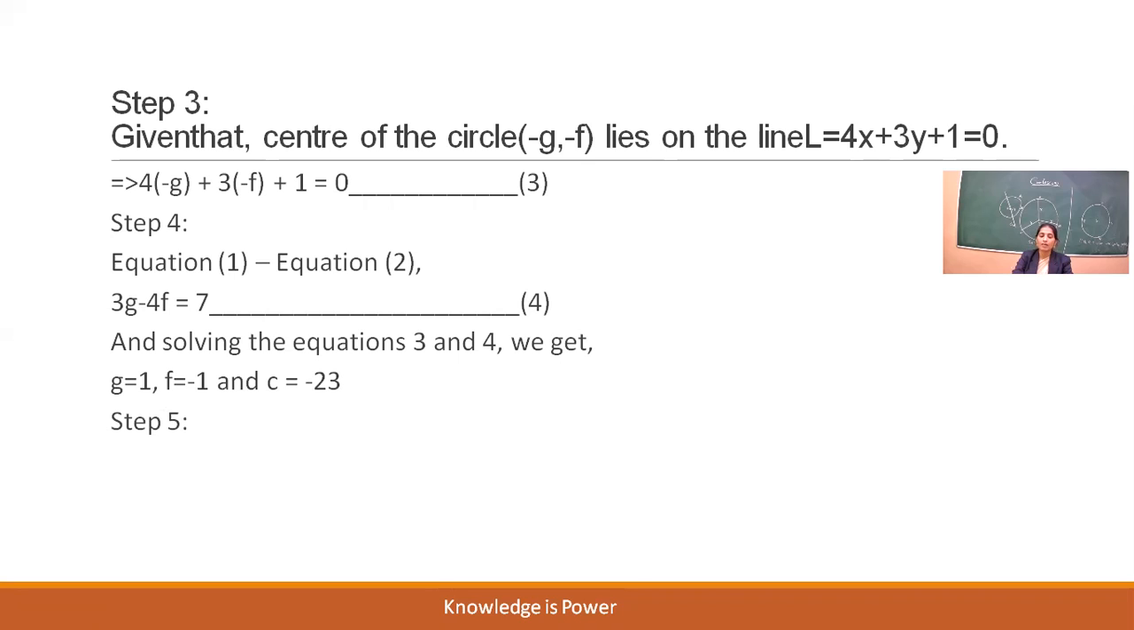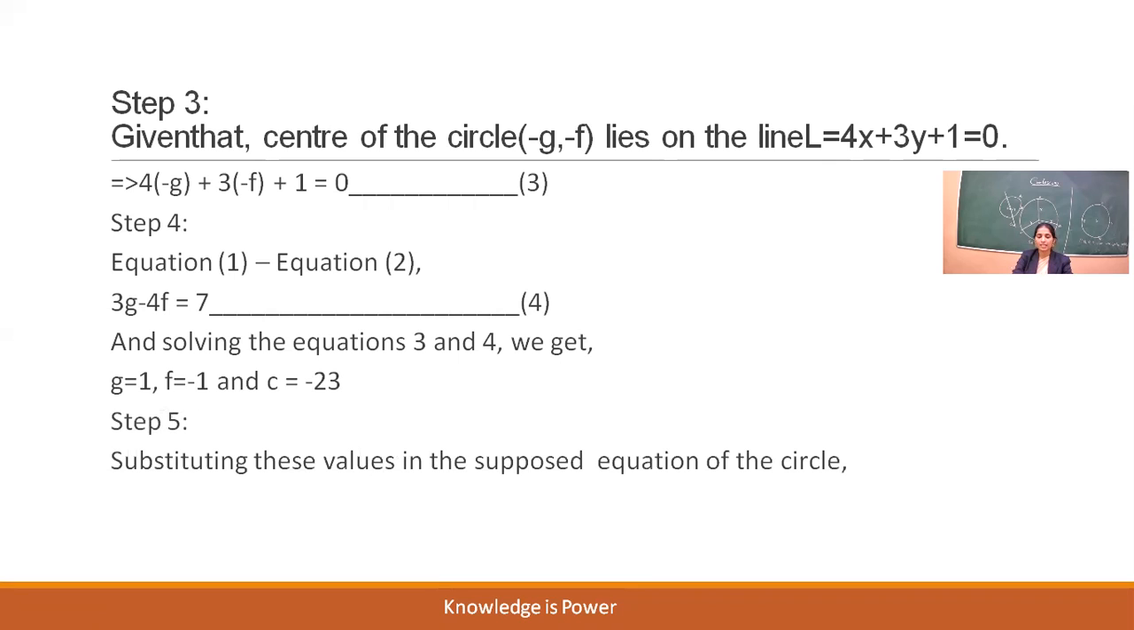Substituting these g and f values in any of the equations gives us c. Not only equations 3 and 4 can give us c, children. So we have to substitute. Substituting these values in the supposed equation of the circle, we'll get x square plus y square, g is 1, so 2gx, 2 into 1 into x, 2x, plus 2fy, 2 into minus 1 into y, so minus 2y, plus c. C is minus 23, equal to 0 is the required equation of the circle.